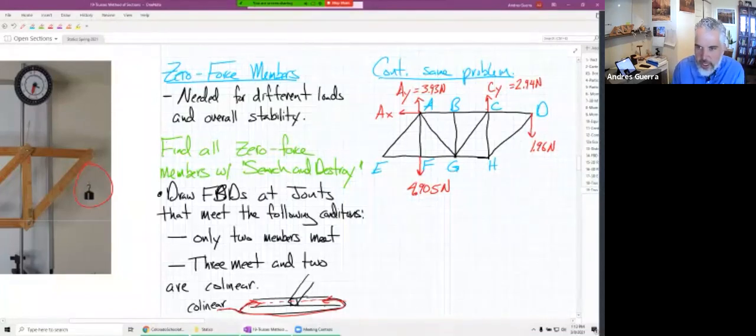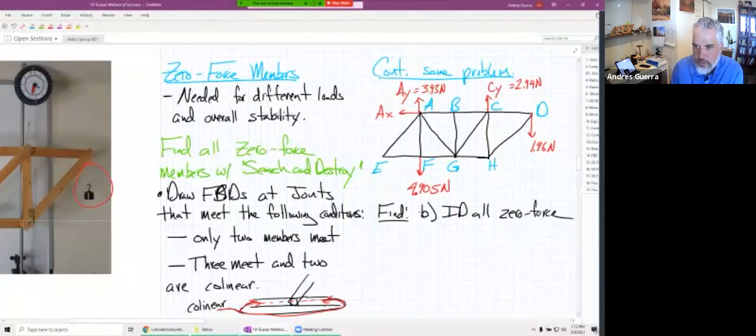What we're going to do today is, part B was to identify all the zero force members.